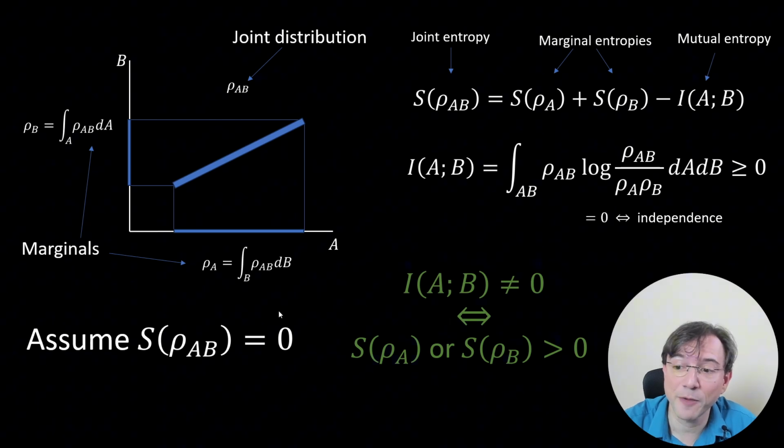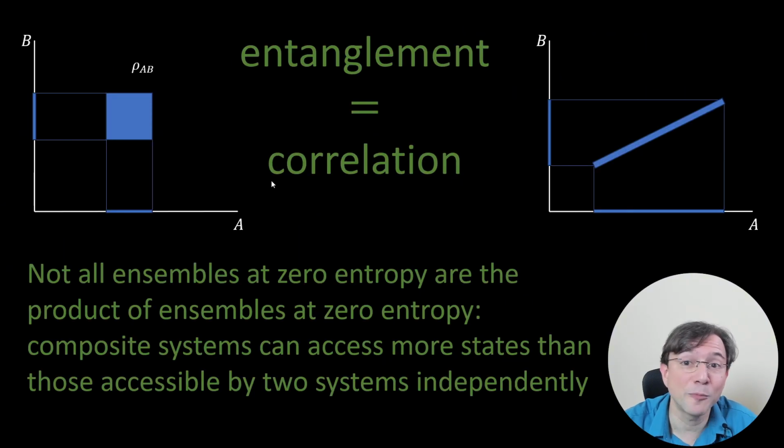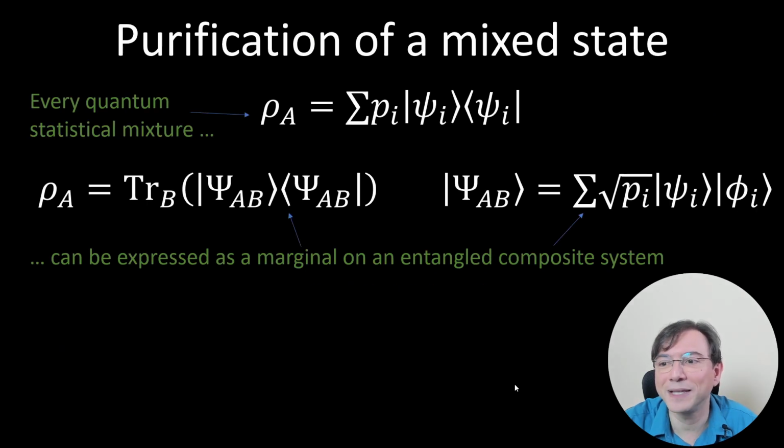Also in quantum mechanics, you have a perfectly specified composite system and perfectly specified parts when the joint is the product of the marginals, which is exactly what we have for statistical independence. So entanglement is just a correlation, and this comes out again because we have this limit of zero entropy, which tells us that not all ensembles at zero entropy are the product of ensembles at zero entropy, because sometimes we have correlations and we don't have products. So now the composite systems, even in these classical settings, can access more states than those accessible by the two systems independently.